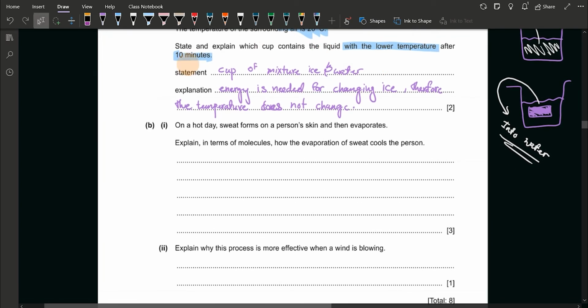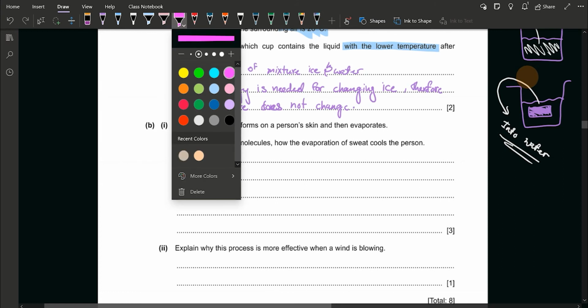Question number 4, part B says that on a hot day, sweat forms on a person's skin and then it evaporates. Explain in terms of molecules how the evaporation of sweat cools the person. So, for example, this is our skin, right? This skin.